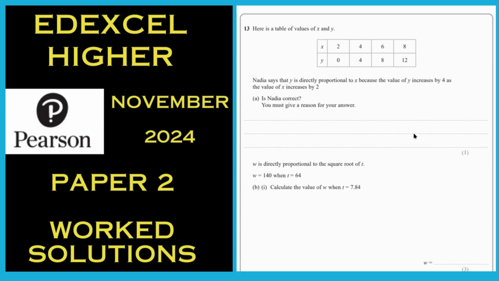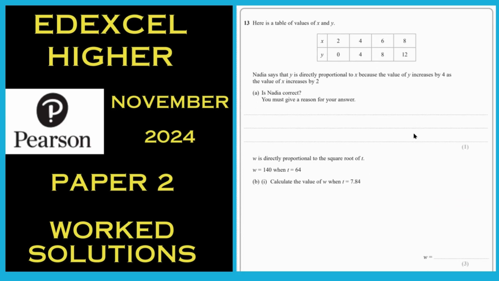Number 13. Nadia says that y is directly proportional because as the value of y increases by 4, the value of x increases by 2. And the idea being, if you were to plot these on a set of coordinates, you'd get a straight line graph with a gradient and so on. Is Nadia correct? Yes, she is, as both are increasing.